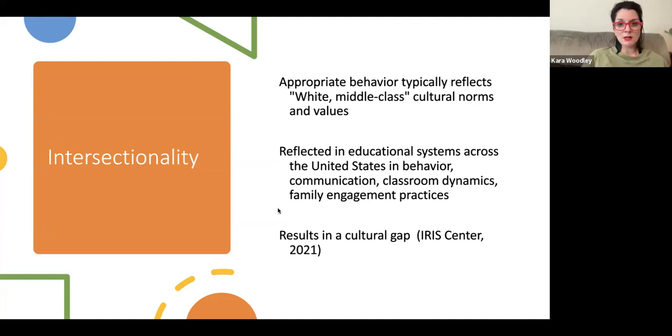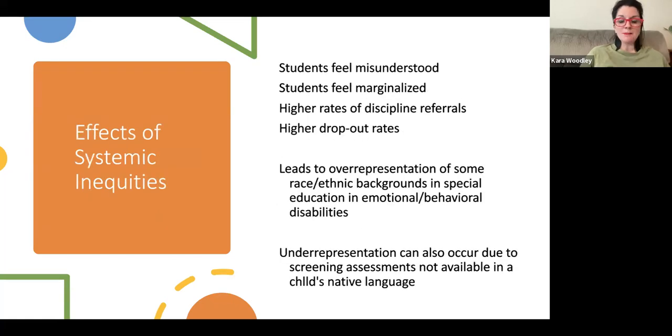If you'd like more information about this, this is kind of where my research interests lie, with intersectionality and culturally responsive teaching in special education. And so I'd love to share more with you if you're interested in having a deeper discussion. I also want you to consider effects of systemic inequities, where students might feel misunderstood, marginalized. There are higher rates of discipline referrals, higher dropout rates. Whenever we have systemic inequities within and without special education, it leads to overrepresentation of some race and ethnic backgrounds in special education and emotional behavioral disabilities.